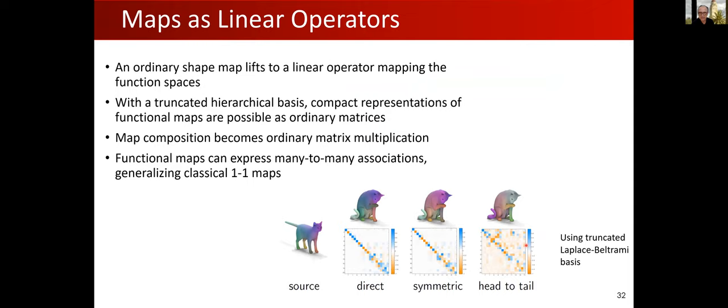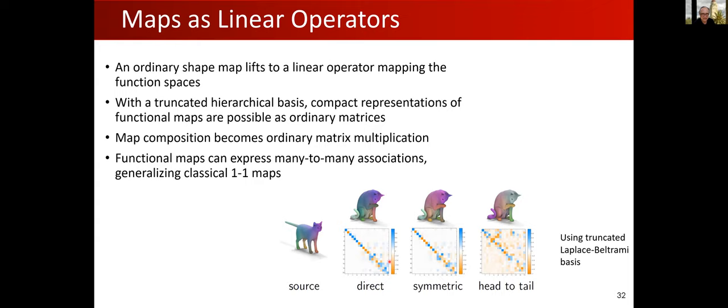Okay. So this gives us now a representation of maps as linear operators, and therefore as matrices, because even though formally these functional spaces are Hilbert spaces, they are infinite dimensional, in any real setting we will truncate the representation, because the Laplace-Beltrami eigenbasis is hierarchical, so we capture most of the variation on the shape by taking the first n eigenfunctions. And so if we truncate, then the functional map is just a normal matrix, and the map composition becomes matrix multiplication. And in fact, as we will see, we can represent maps very compactly using this matrix form.